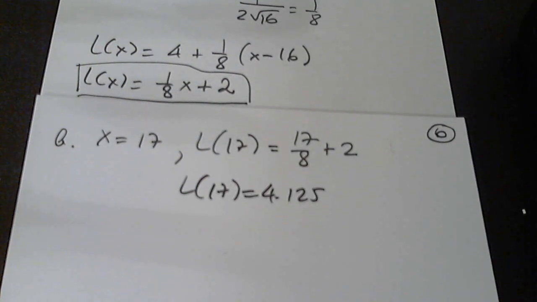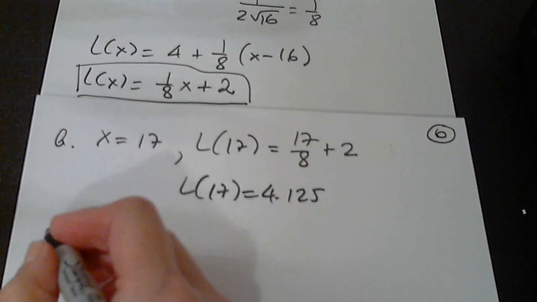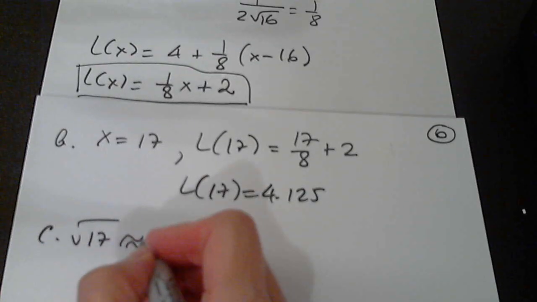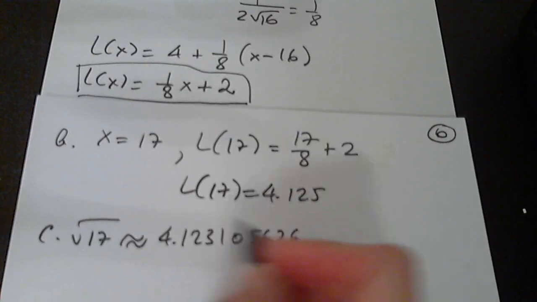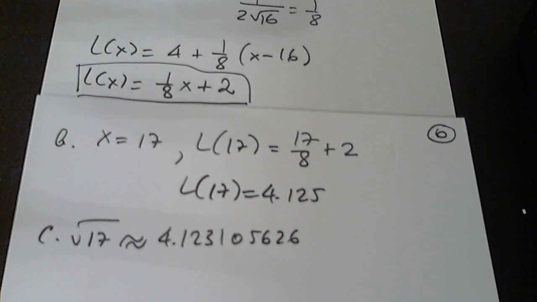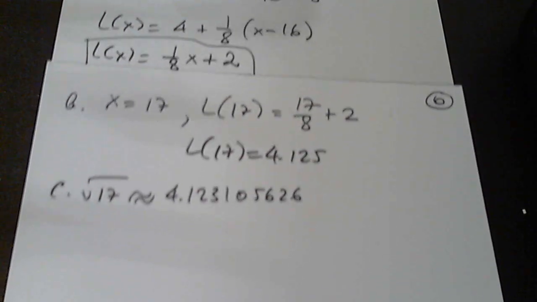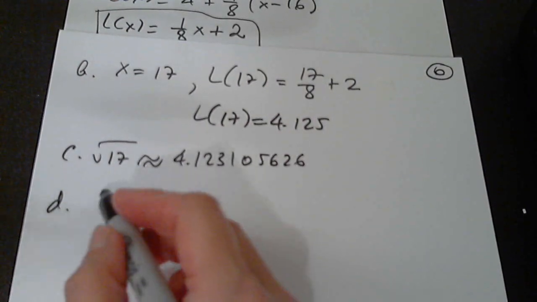Let's see what they want in part C. In part C, they want us to find the square root of 17 using a calculator. Okay, fine. The square root of 17 is 4.123105626. Okay, let's see what they want in part D. What is the difference between the approximation and the actual value of the square root of 17? Okay, so part D, difference.